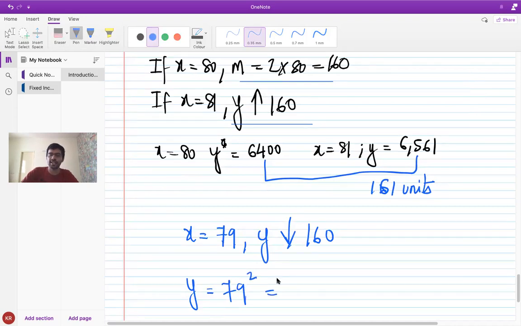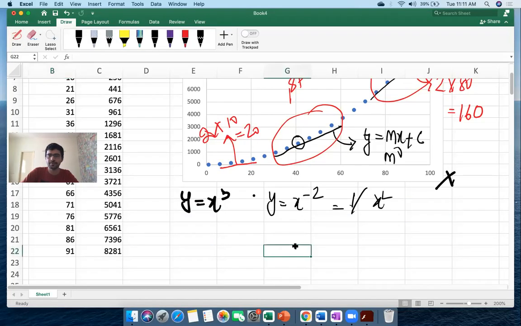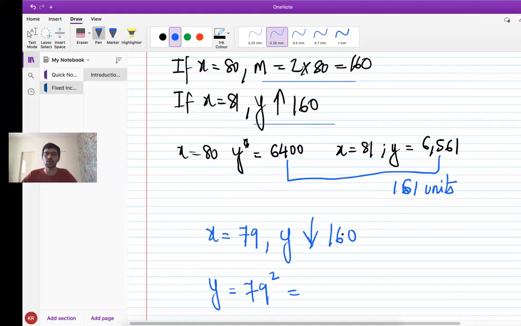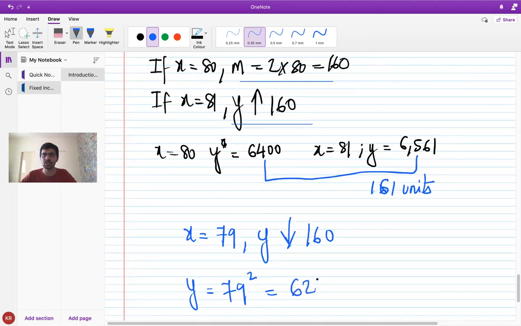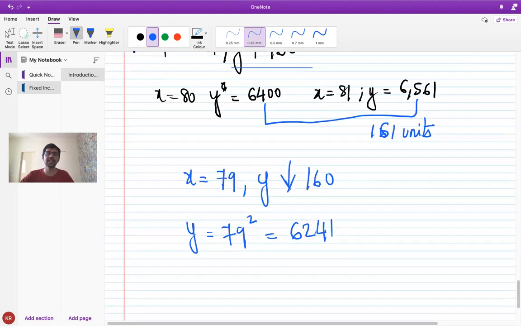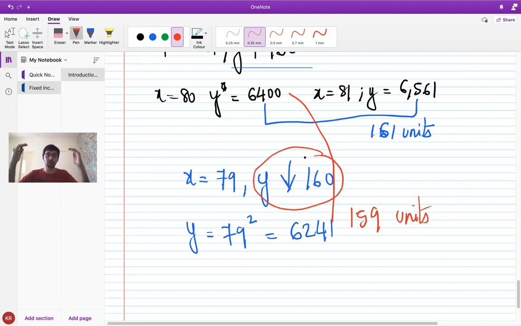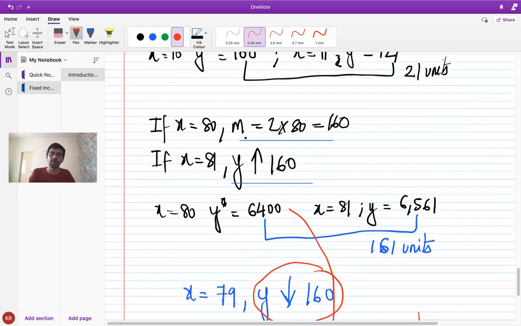So y is equal to 79 square, which will be 79 multiplied by 79, which is 6,241. So if you see the decrease in y, it is actually 159 units. The slope said that the value of y will fall by 160, whereas the actual y fell down by 159 units. Therefore slope is an approximate measure, or m is an approximate measure.